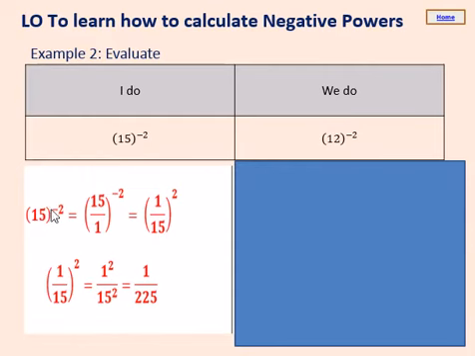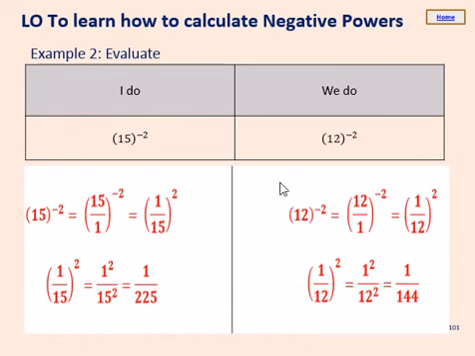So 15 to the power negative 2 is equal to 1 over 15, the inverse, to the power of positive 2. Then we just have to square the top, square the bottom, so 1 squared equals 1, 15 squared equals 225, so this is equal to 1 over 225. Please copy that down and then do the we do yourselves.